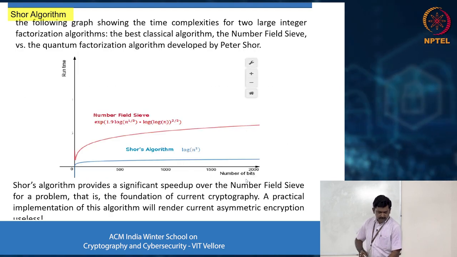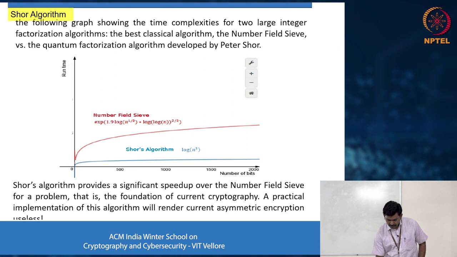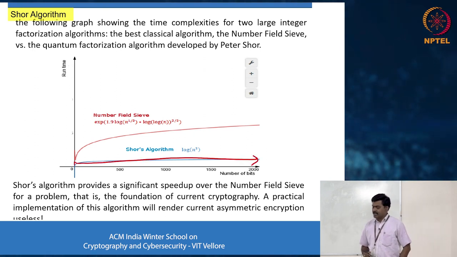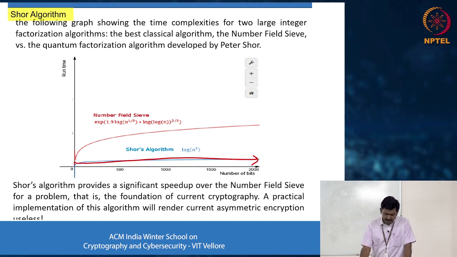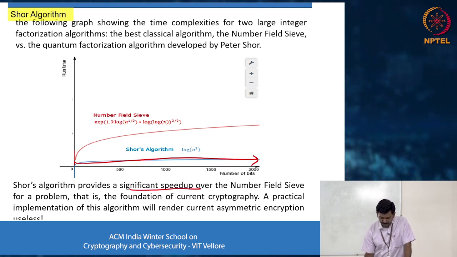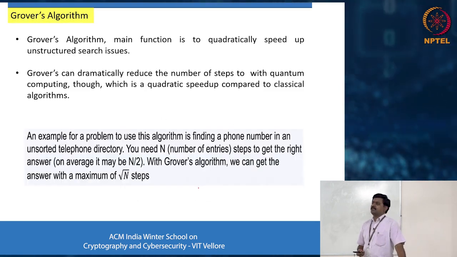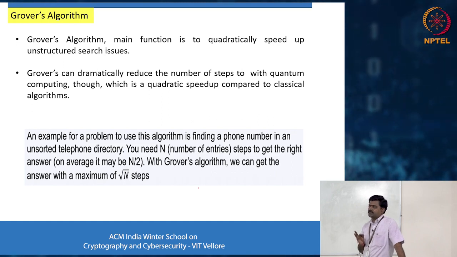Okay, and because of that, finding the prime factors was able to be solved, and with a significant speed up. Okay, there is one more algorithm in quantum computers called Grover algorithm. These are the two algorithms that pose the threat to the cryptography.